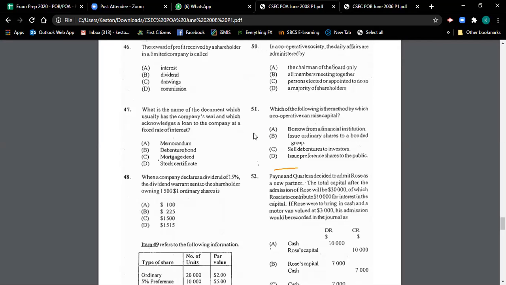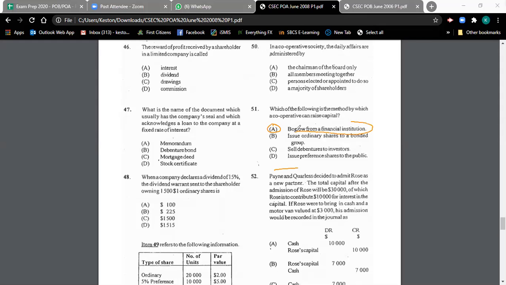We'll go with A for this one. Borrow from a financial institution, right? Because usually that's how cooperatives would, apart from having their members buy shares or buy membership. This bonded group thing here, I don't know what bonded group is, so I can't say that this would be the right thing.